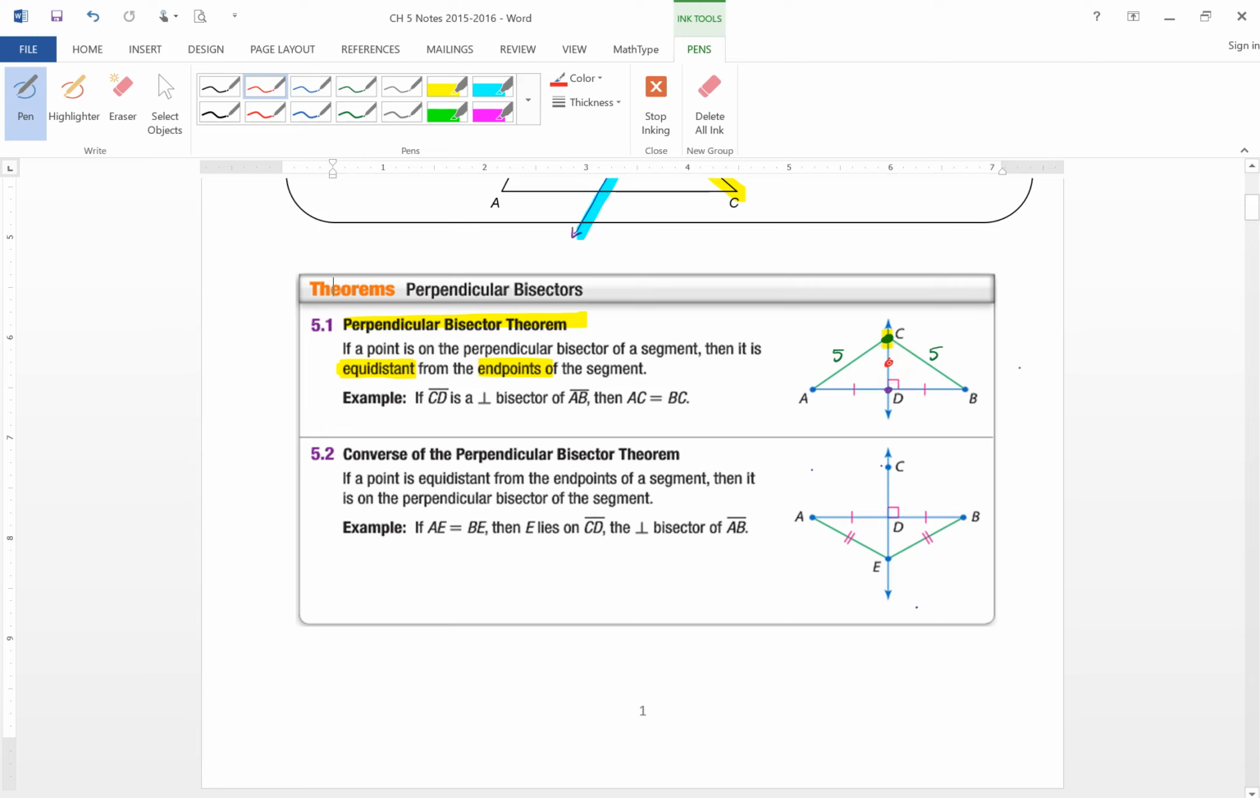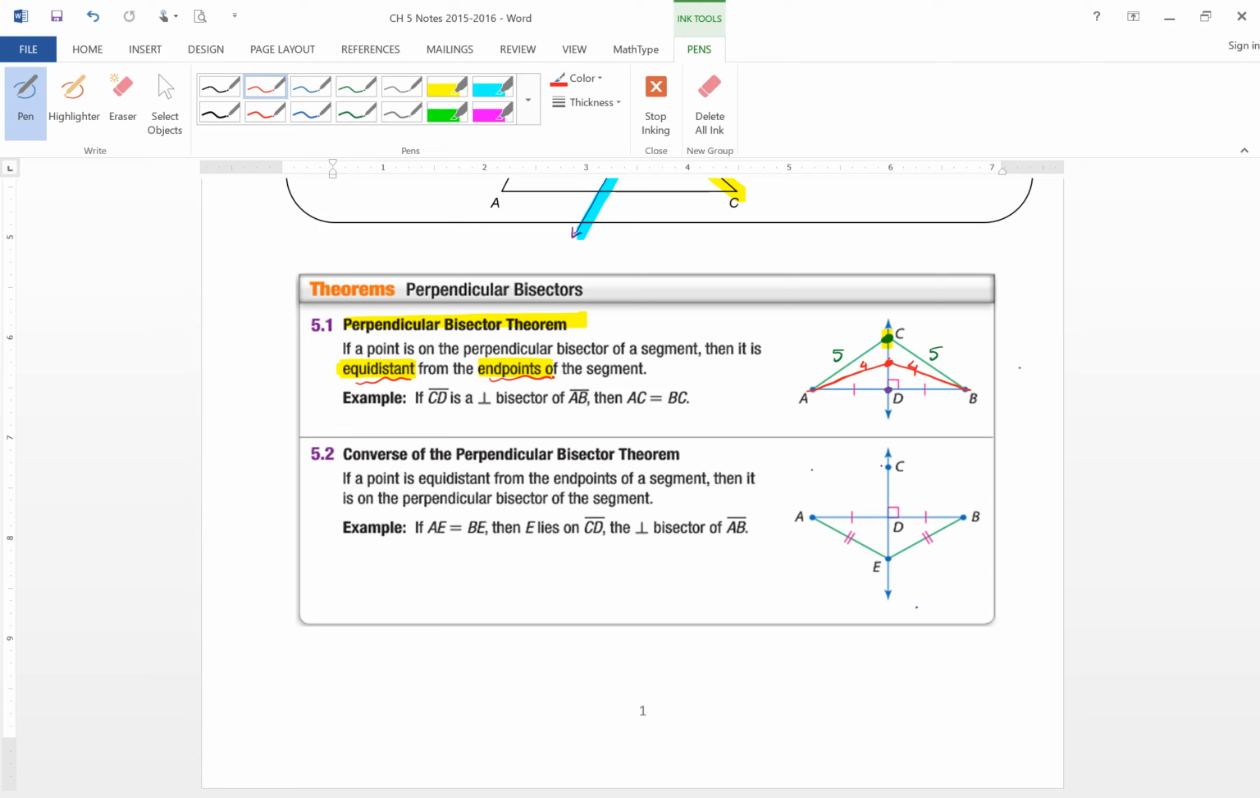You measure the distance between that point and one of the endpoints. Suppose it's 7 centimeters or 4 centimeters. And then you go, let me measure the distance to B. 4 centimeters. So no matter where the point is, as long as it's on the perpendicular bisector, it's equidistant from the two endpoints. All right.